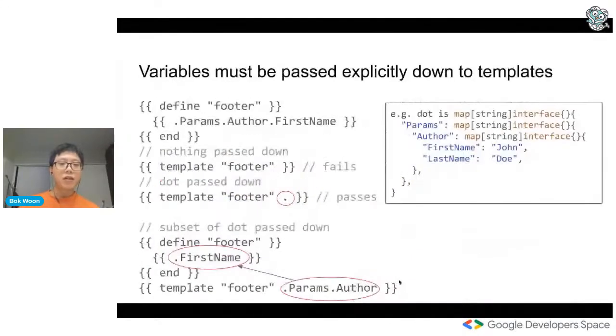Okay, so variables must be explicitly passed down to these templates. So for example, if I define a template called footer and I access some kind of variable in it, and if I call this template called footer without passing in anything, it fails because it will try to invoke this thing on a nil variable. You must pass this dot down, then this line will pass. You could also pass a subset of the variables down. So if you define a footer like this, .firstName, then you can pass like .params.author, and then it will pass this subset down, and then this first name variable reference would just work.